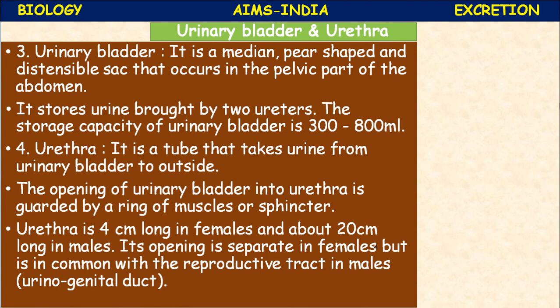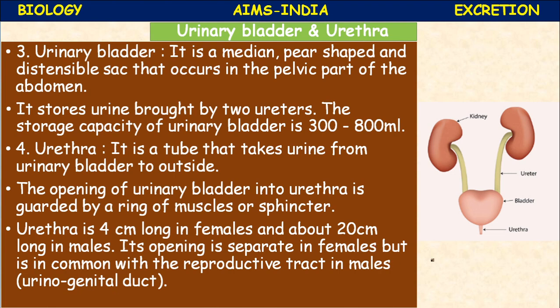Its opening is separate in females, but it is common with the reproductive tract in males. That means there is a common passage in males for the passage of the male gametes, the spermatozoa, and the urine. That's why it is a common tract, and that's why in males it is called a urinogenital duct.